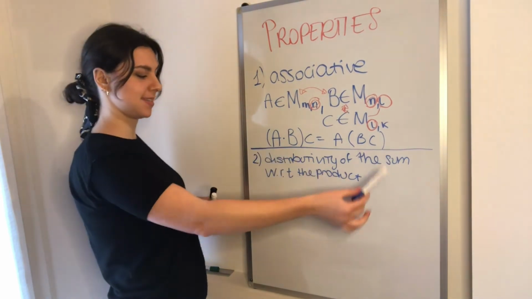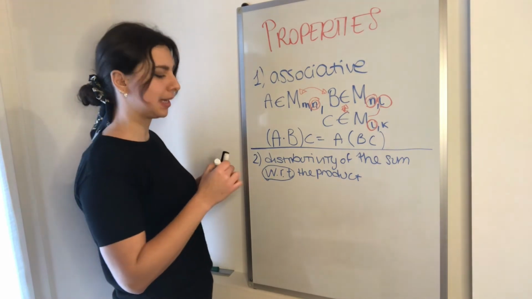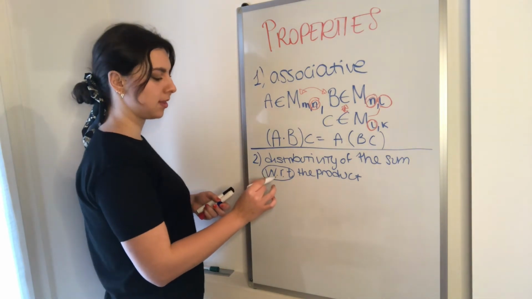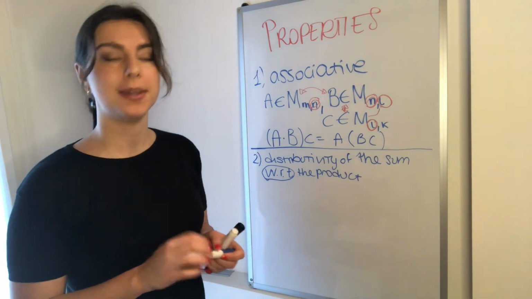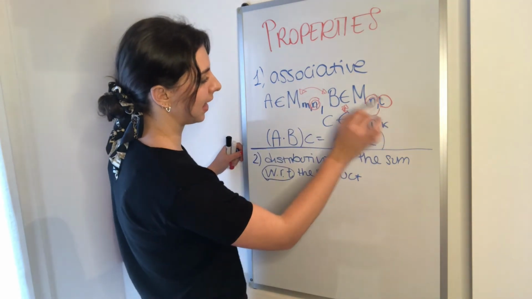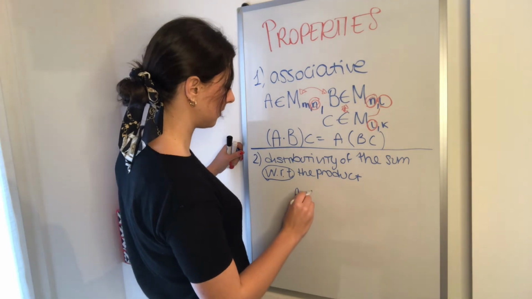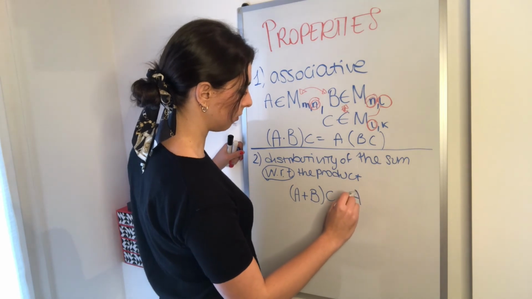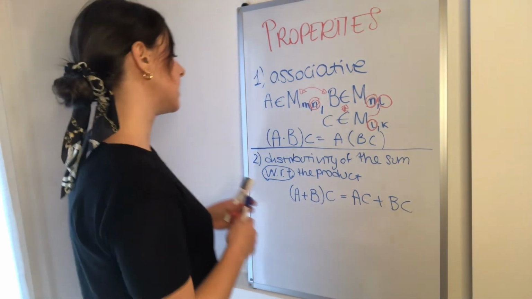Second one, distributivity of the sum with respect to the product. This is also something you might see in scientific papers, and it means with respect to. So I'm just going to throw in that one also. Let's consider again this case. We have that A plus B multiplied by C is equal to A C plus B C.